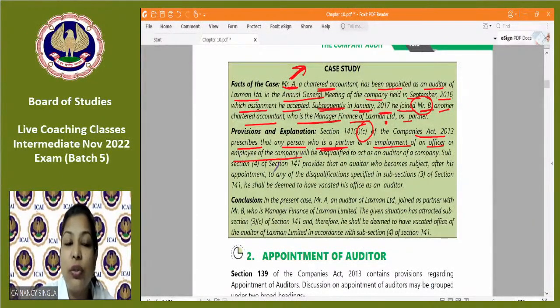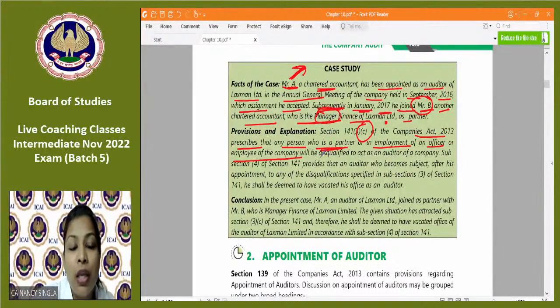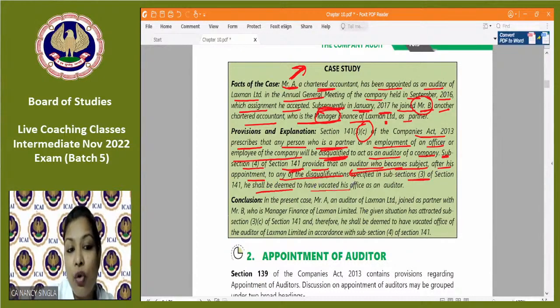So who is the any person? Mr. A. Now whose partner did he become? Officer and employee of the company, which is Mr. B, who is a manager, right? Will be disqualified to act as an auditor of the company. Subsection 4 of section 141 provides that an auditor who becomes subject after his appointment to any disqualification specified in subsection 3 shall be deemed to have vacated his office as an auditor.